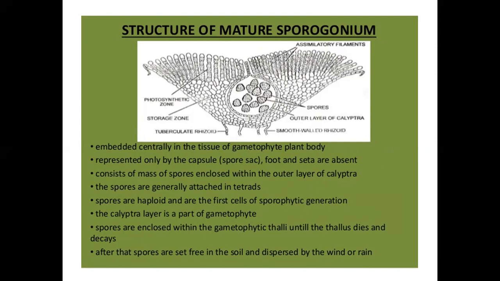This is the structure of the mature sporogonium. This is the assimilatory filament. This is the structure of the sporophyte, which has the outer layer of calyptra. These are the spores. This is the smooth-walled rhizoid and the tuberculate rhizoid. This is the storage tissue, and this is the photosynthetic zone.